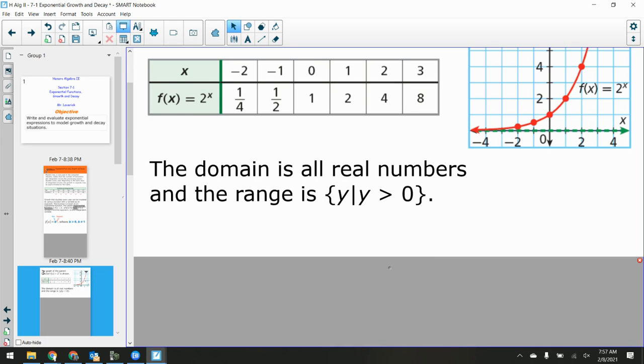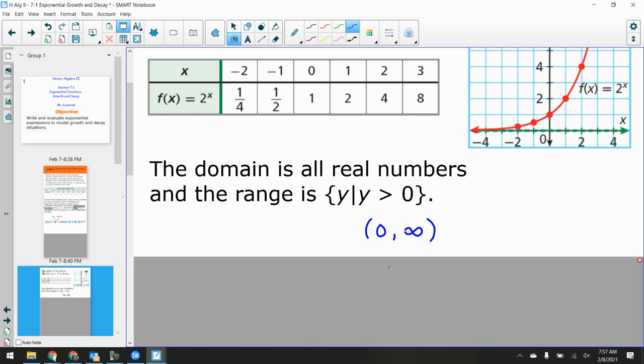So that's written out in set builder notation. If you wanted to write it out in interval notation, you would say 0 to infinity. Not including 0, because again, it's never going to actually reach 0. The y value is never actually going to be 0. And remember, you never include infinity. So the domain is always all real numbers, and the range is all numbers greater than 0. So 0 to infinity.